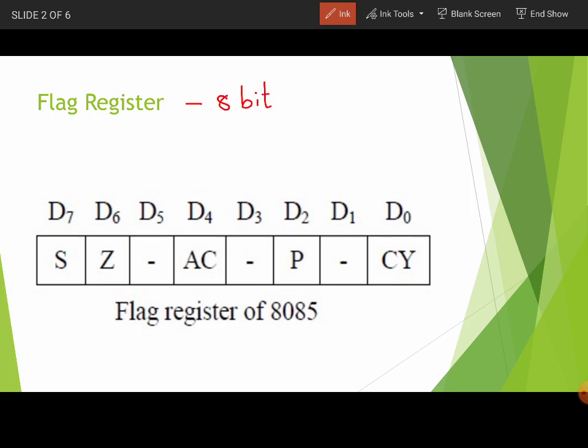It is 8 bit in size and it has 5 flags. The flag register always holds the status of the current result processed by the arithmetic and logical unit. As you see, the 5 flags are sign flag, zero flag, auxiliary carry flag, parity flag and carry flag.